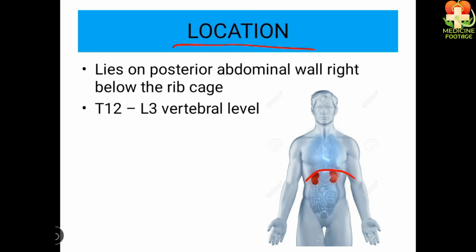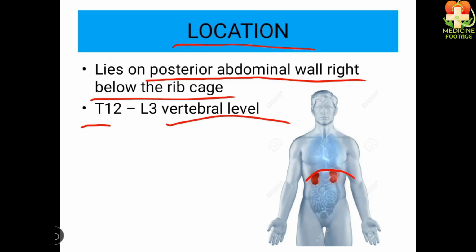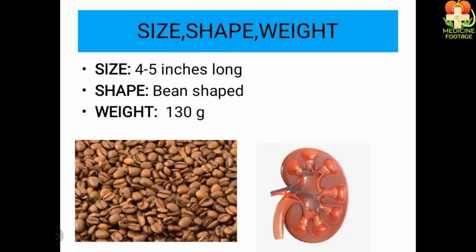front. In medical terminology, the back side is referred to as posterior, while the front side is called anterior. Thus, the position of the kidneys is on the posterior abdominal wall, just below the rib cage. As for the vertebral level, the kidneys are located between T12 and L3. Now, let's move on to the size of the kidney.